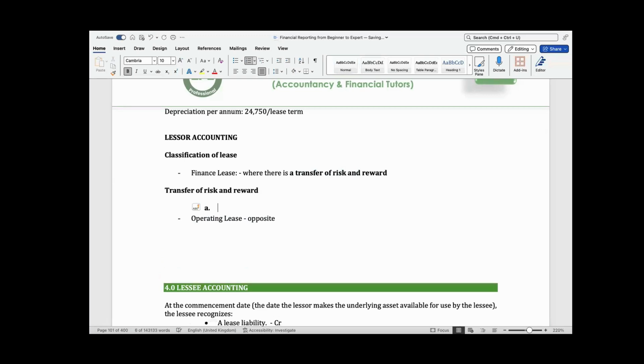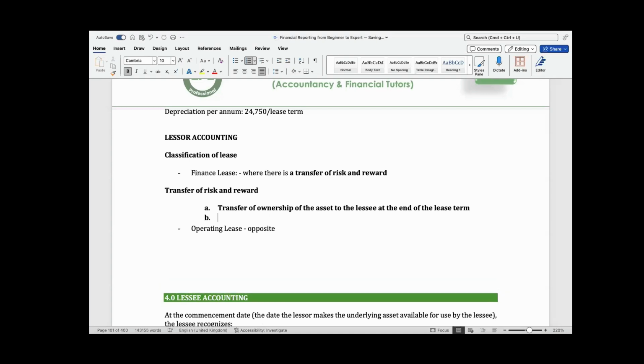Five things. Number one, where there would be a transfer of ownership of the assets to the lessee at the end of the lease term. That is one indicator that there's a transfer of risk and reward, but that is not the only indicator, and only this one cannot be pointed out.